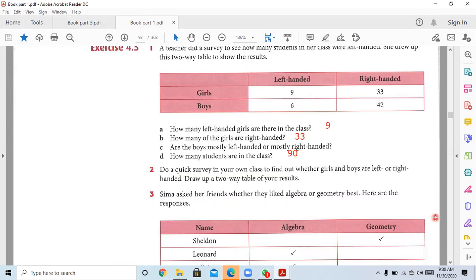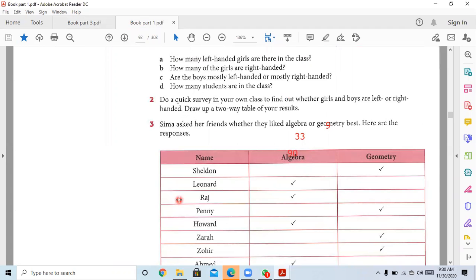Do a quick survey in your own class to find out whether the boys or the girls are left or right handed. And you also, just for boys, you just tell me. It's just a supposition, you will do it at home. Suppose how many of them are left-handed, how many of them are right-handed.